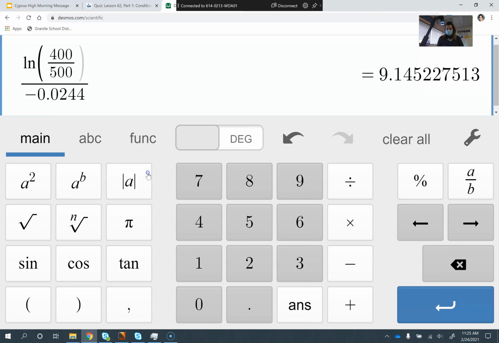Raul, is that what you got? So when will there be 400 grams left? In 9.1 years. Every equation that you solve today will look like this: the natural log of some fraction divided by your rate.